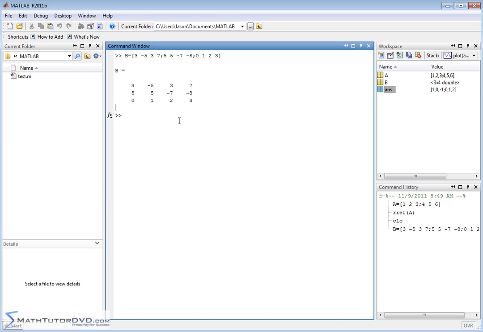So you can envision your dotted line here. Everything over here is on the right-hand side of the equal sign. So the way you would interpret this is 3x minus 5y plus 3z is equal to 7. 5x plus 5y minus 7z is equal to negative 8. 0x plus 1y plus 2z is equal to 3. So you have three equations and three unknowns. And again, there's many ways to solve this. You could do substitution, all that stuff.